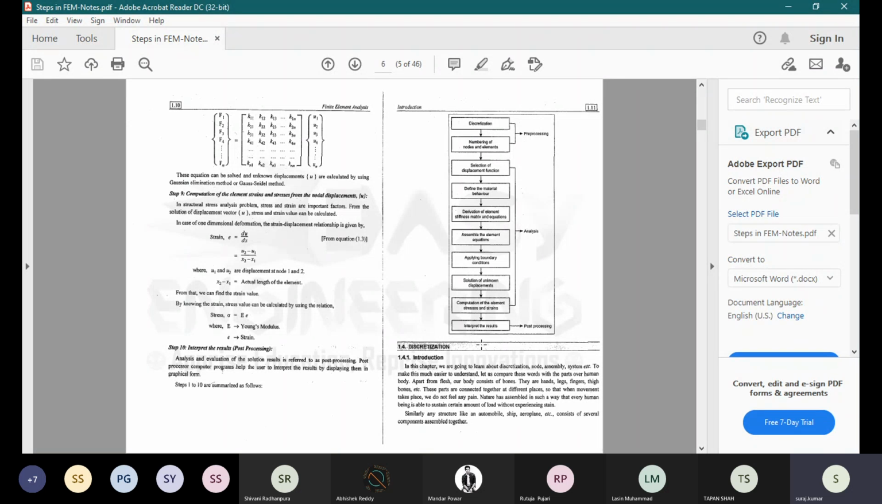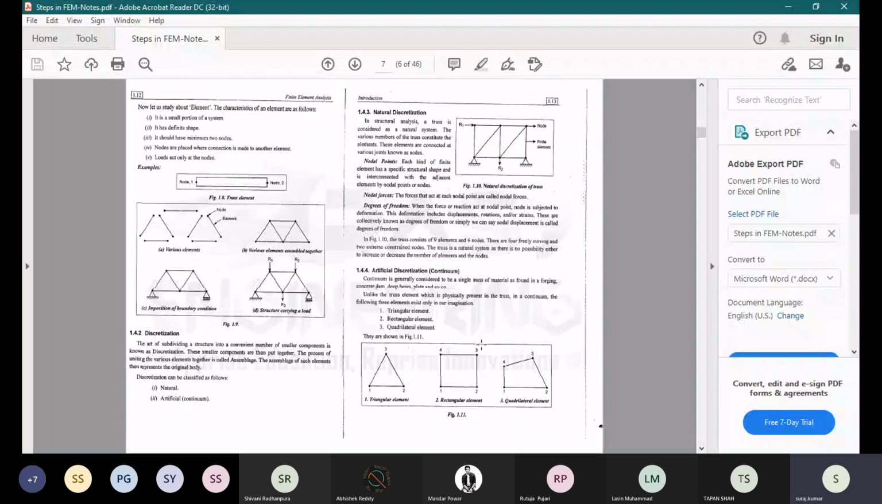Then we went into more detail on which types of elements and how we can select an element, or what are the basic characteristics of an element. We went through that. We also came across, after we identify the elements, that the element is made up of nodes, and you have to segregate the entire structure, or the geometry, into elements and nodes.